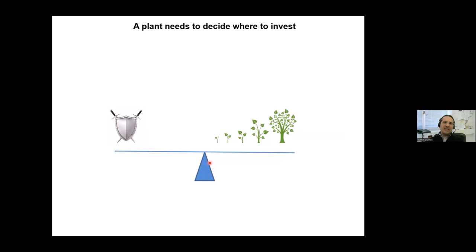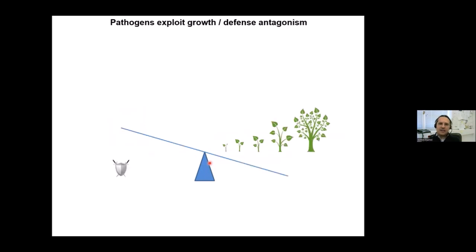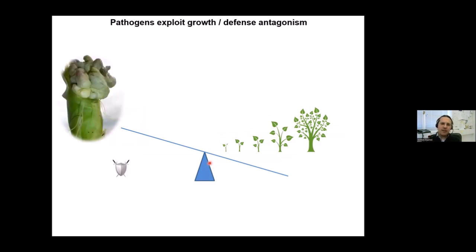So again, plants need to invest their defense at the right time, at the right place. And so pathogens know this and they exploit this, because these are mechanisms which are built into the metabolism. And so pathogens try to push the growth, or certain pathogens try to push uncontrolled growth, like for example Osteoargomedes, in order to reduce defense.